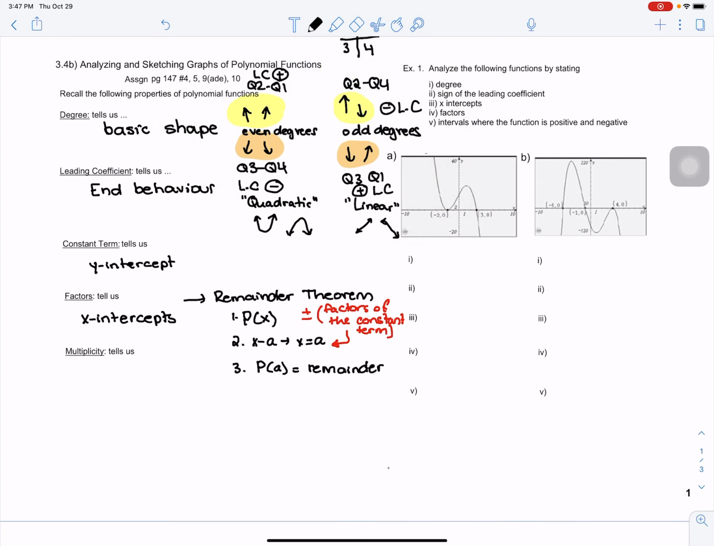Multiplicity will tell you how many times the graph crosses the x-axis and how it actually crosses. So how many times it crosses and the shape at which it crosses. Or I'll call it the shape at the x-intercept.